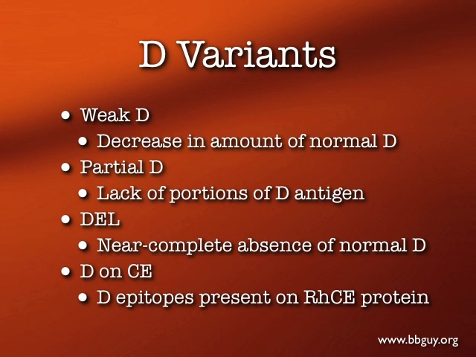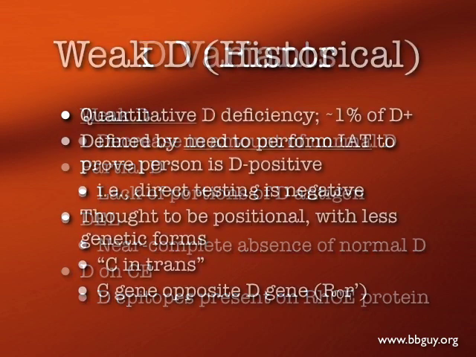When we talk about the D variants, as I said, weak D and partial D are what we're going to spend most of our time on, where we talk about a decrease in the amount of normal D for weak D, and a lack of particular portions of the D antigen for partial D. Del we'll talk about in a little while as well. But let's focus on weak D and partial D.